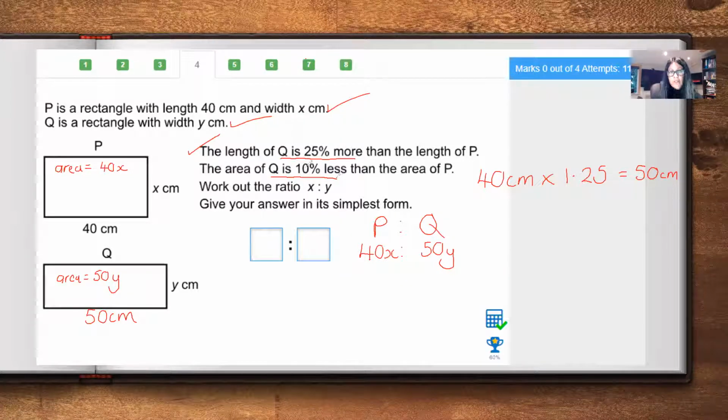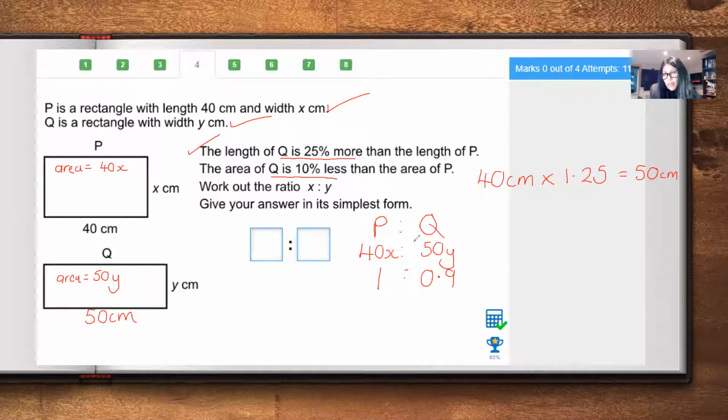Okay, let's look at the percentages now. It's telling us that Q is 10% less. If it's 100% up here, it would be 90% down here. So 100% as a decimal is just 1. 90% as a decimal, divide by 100, is 0.9.